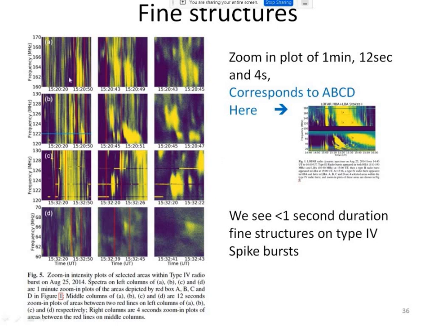And here are the fine structures. As you can see, these A, B, C, D are on time scales of 1 minute, 12 seconds, and 4 seconds. These A, B, C, D correspond to these 4 squares, as I showed you in the dynamic spectrum. So we can see that there are fine structures everywhere in the type 4 radio burst, because the time here is 4 seconds, here is 12 seconds, here is 1 minute. So we can say that the fine structures are less than 1 second.